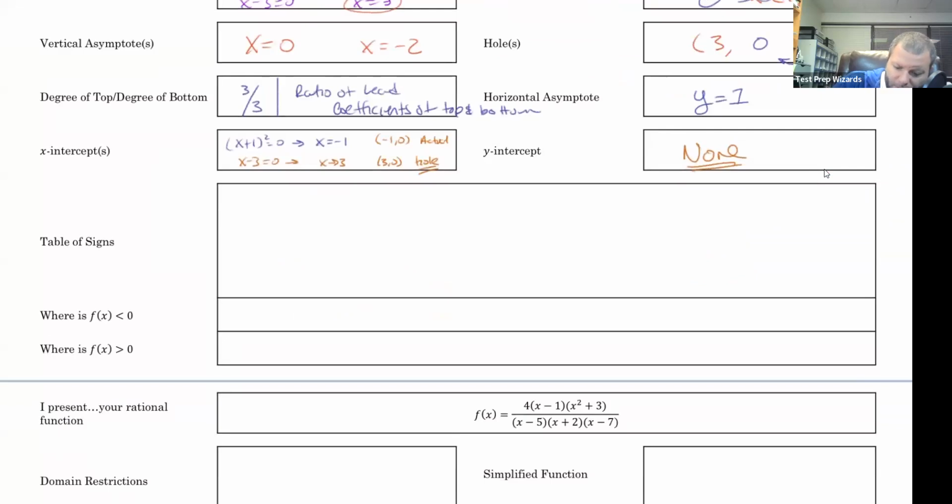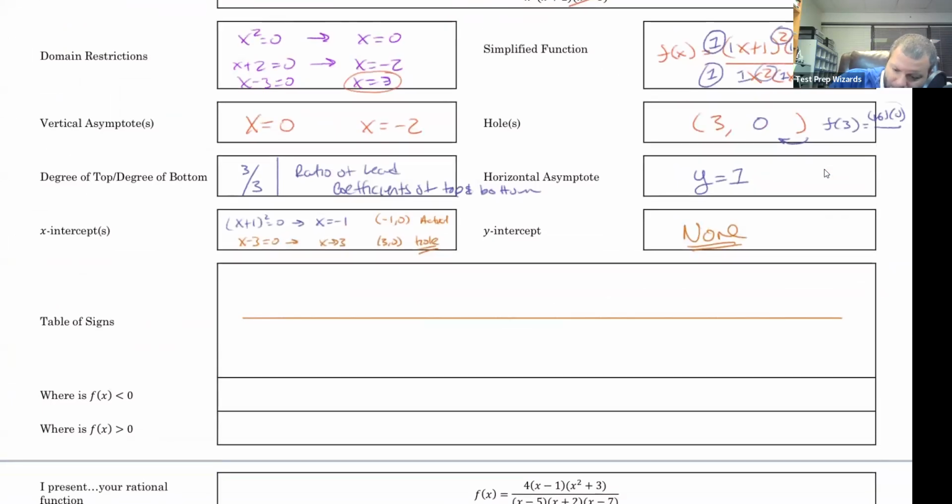All right, so then let's create our table of signs. We care about x is equal to 0, x is equal to -2, that was our vertical asymptote, and also x is equal to 3. So vertical asymptote here, vertical asymptote here, and again, technically a hole right there. But we could change from positive to negative on either side of those, so we just want to incorporate them as well.